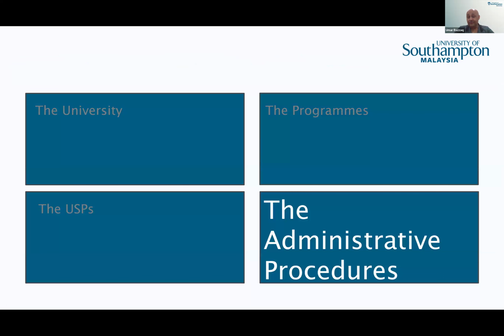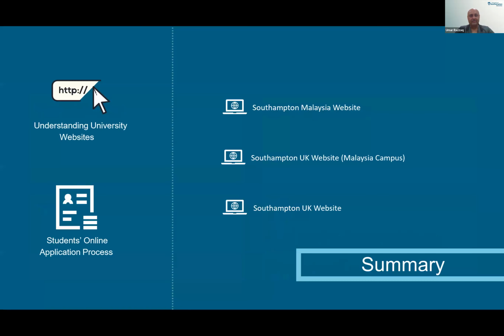Now, some administrative procedures. This is in terms of application, signing, and so on. So I'll just go through this very briefly. Southampton Malaysia campus has three online presences, you can say, right? So one is our own website, which is brief, for a very specific purpose, to provide relevant information about the Malaysia campus and so on, and it is the most updated as well.